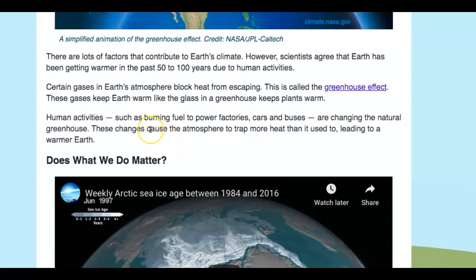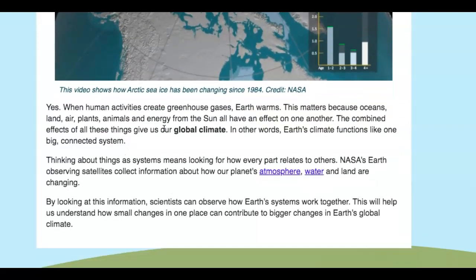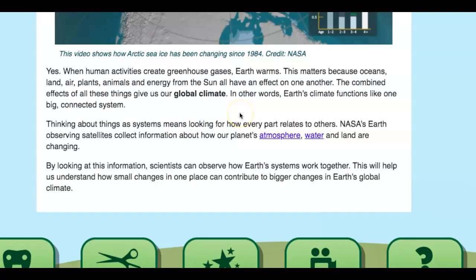Ooh, so some of our challenges today are going to have to do with that. They're going to have to do with how to burn less fuel. You're going to have to be inventors. When human activity creates greenhouse gases, the Earth warms.